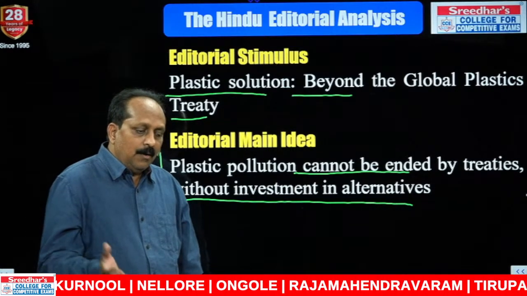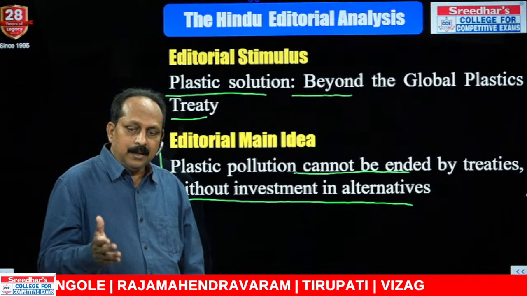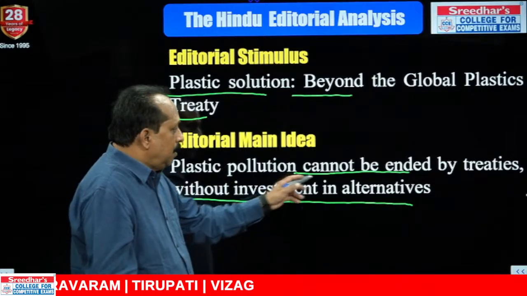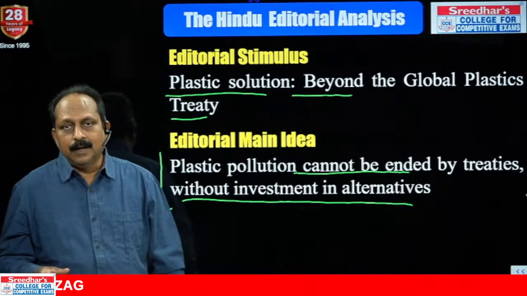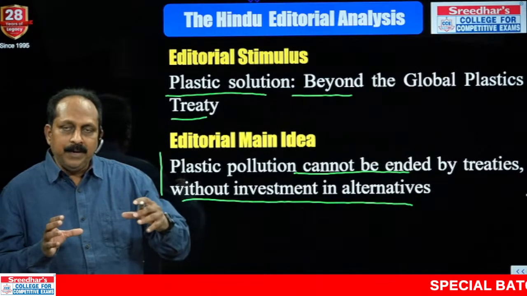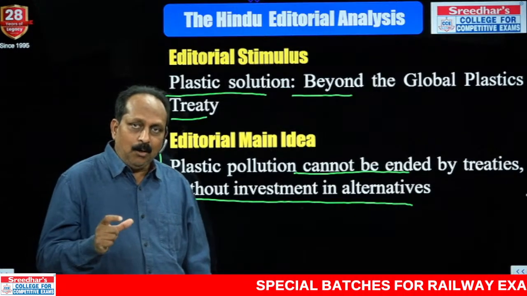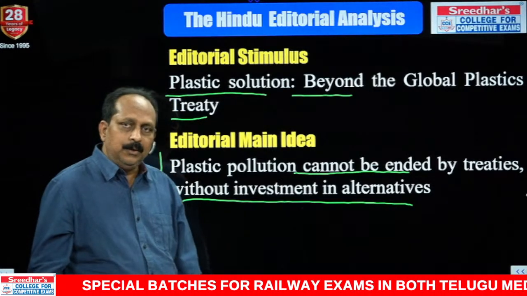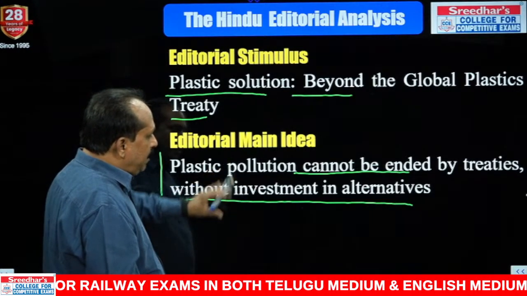Very good. Whenever you come across active voice, passive voice, direct, indirect, immediately you think what it could be in active voice. We cannot end something. Make it simple. We cannot end something, active voice. Something cannot be ended by us, passive voice. That should be crystal clear in your mind. Same thing goes with speech also. Cannot be ended by treaties. What else are we supposed to do without investment in alternatives? This is the main idea.